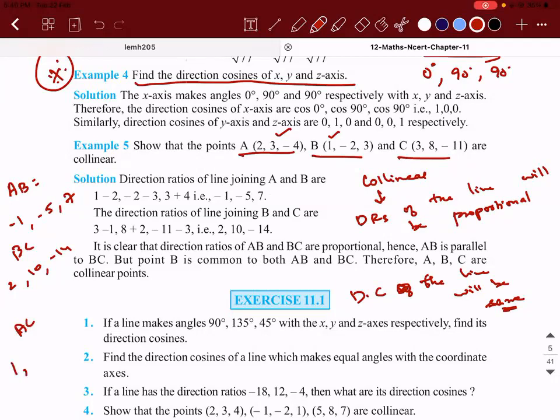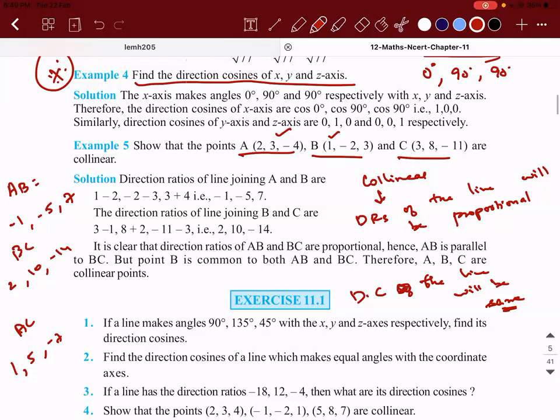Direction ratio of AC is 1, 5, -7. Accepted. Now you see the direction ratio of AB and AC, right? How are they? They are in the proportion of -1. Correct? What about the direction ratio of AB and BC? They are in the ratio 1:-2.